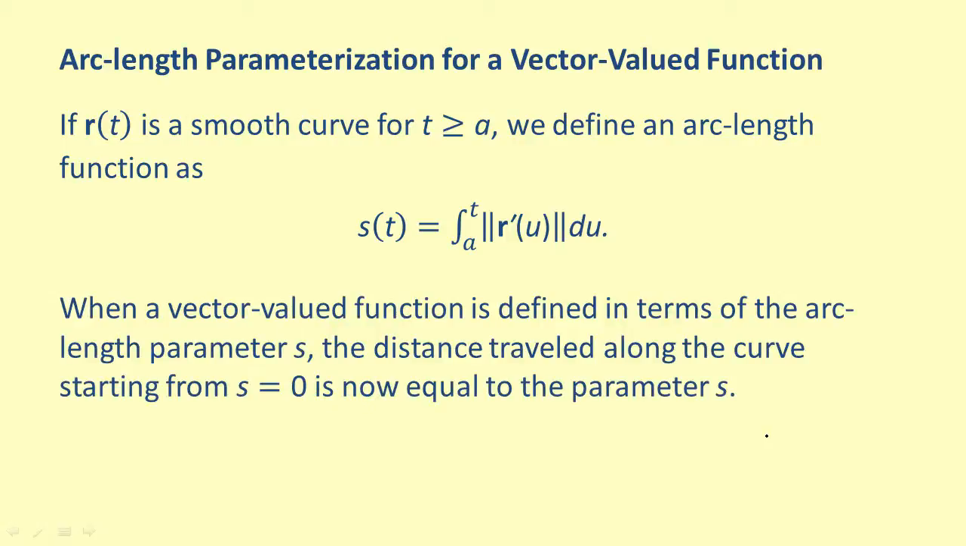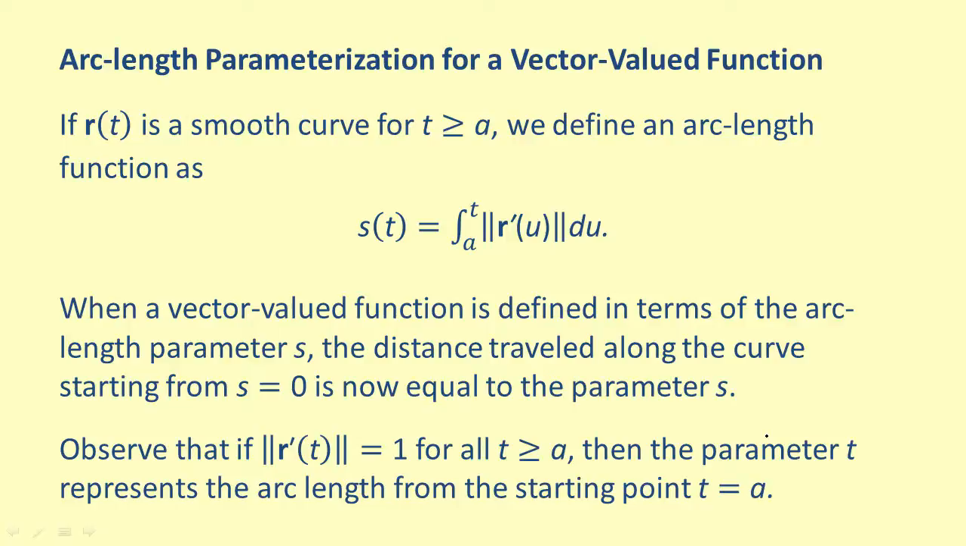The nice thing about an arc length parameterization is that when a vector-valued function is defined this way, the distance along the curve starting from s equals 0 is now equal to the parameter s. Alternately, if we have a target arc length in mind, we can easily find the point located that distance from the point at s equals 0 using this parameterization.